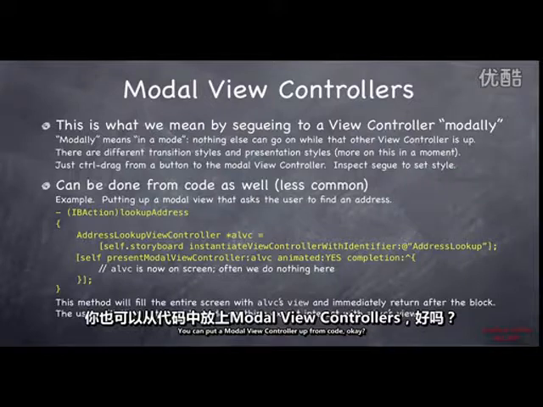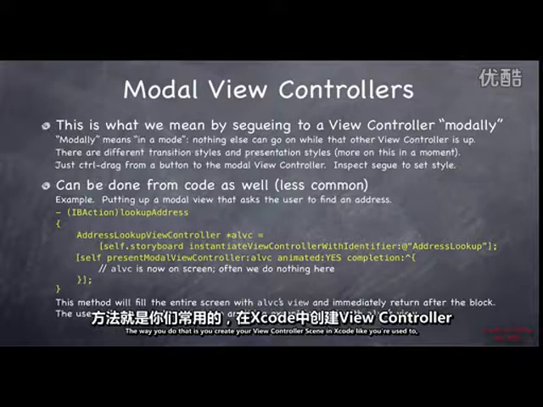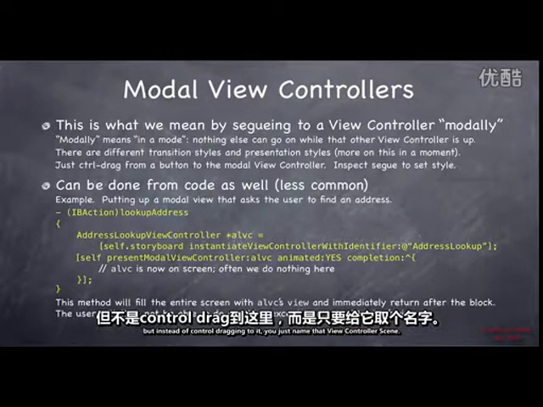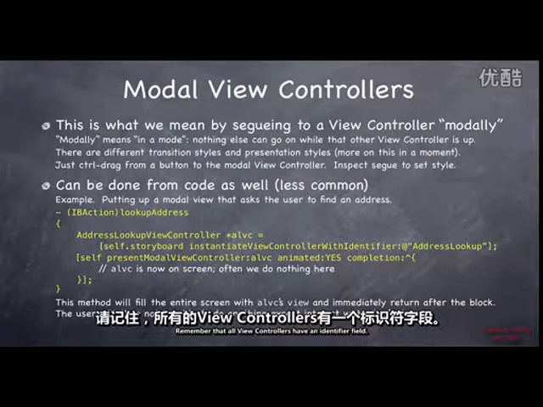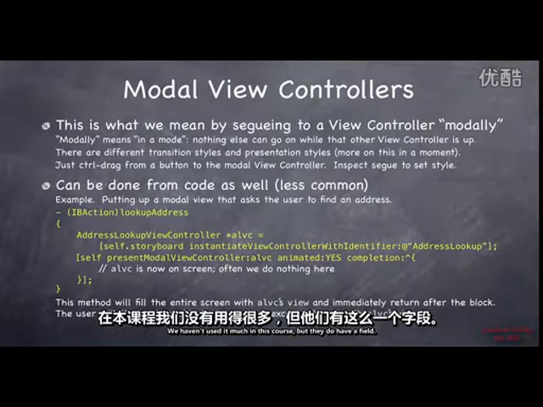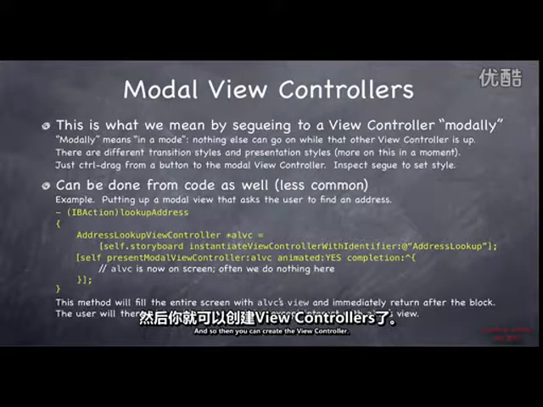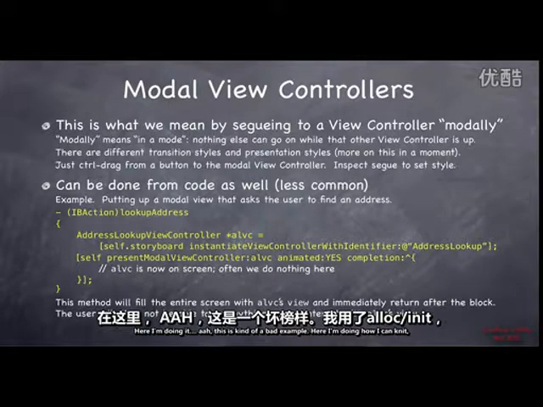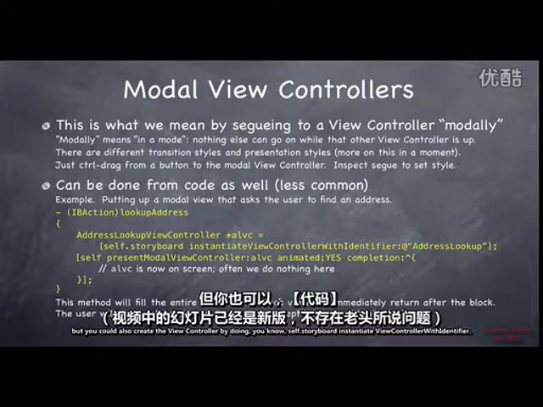You can put a modal view controller up from code. Okay, the way you do that is you create your view controller scene in Xcode like you're used to, but instead of control dragging to it, you just name that view controller scene. Remember that all view controllers have an identifier field. We haven't used it much in this course, but they do have a field. And so then you can create the view controller. Here I'm doing it, this is kind of a bad example here, I'm doing alloc init, but you could also create the view controller by doing self.storyboard instantiate view controller with identifier.